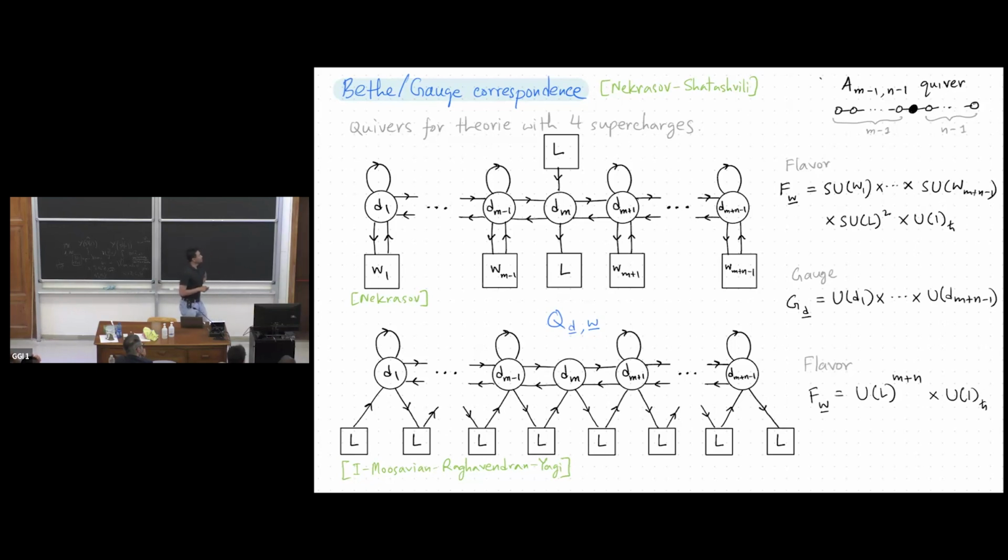Okay. Now, this quiver was proposed by Nekrasov to study superspin chains with finite dimensional representations. And in our works with Musavian, Raghavendran, and Yagi, we proposed this kind of quivers to study spin chains with Verma modules. And I will roughly refer to both of these kinds of quivers by just QDW, where D will refer to the dimension vectors of these quivers and W the framing nodes.